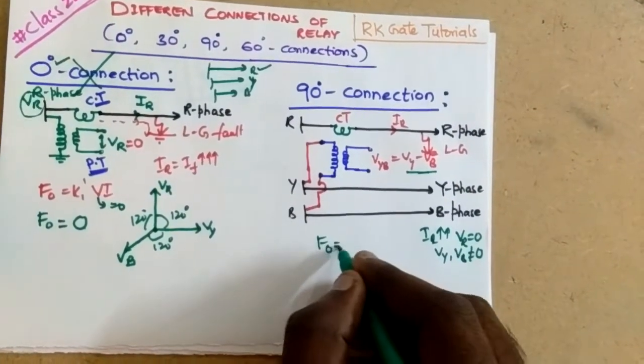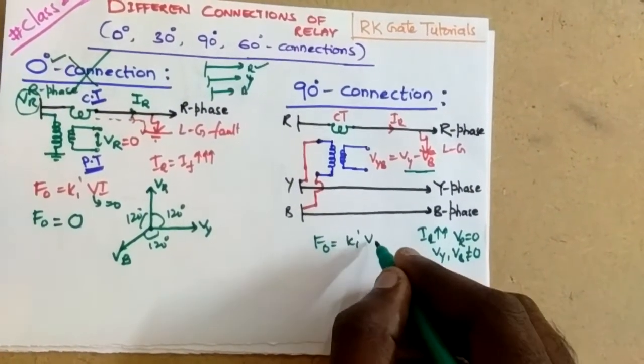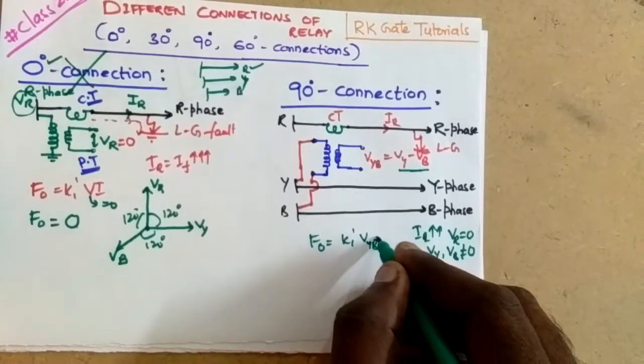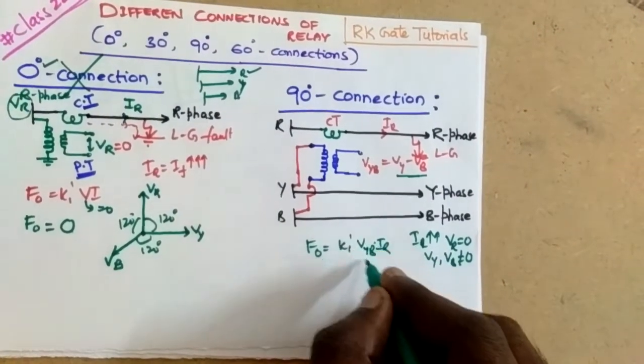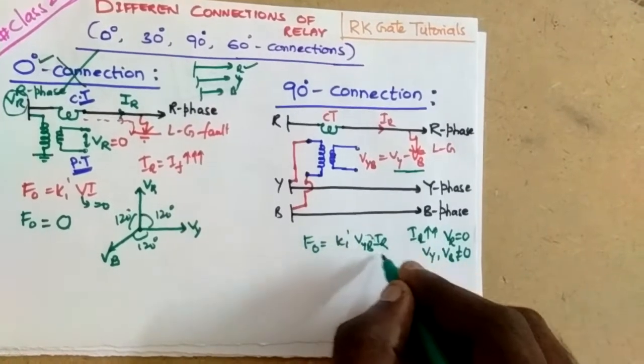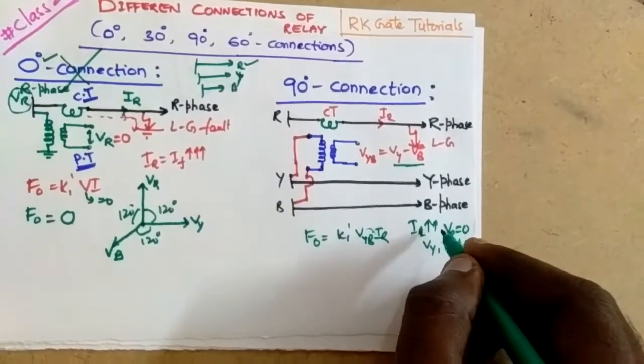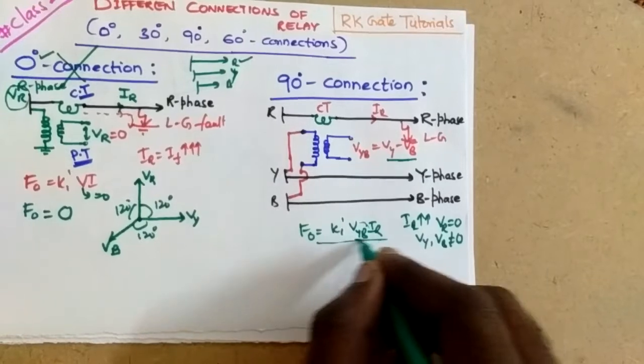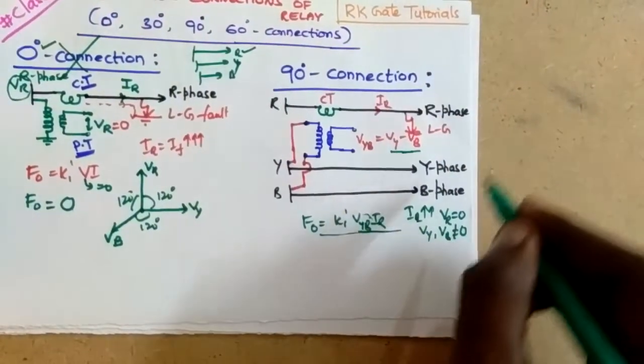Since F0 is equal to K1 dash into VYB into IR, VYB is considerable here and IR is considerable. So this type of connection detects the fault.